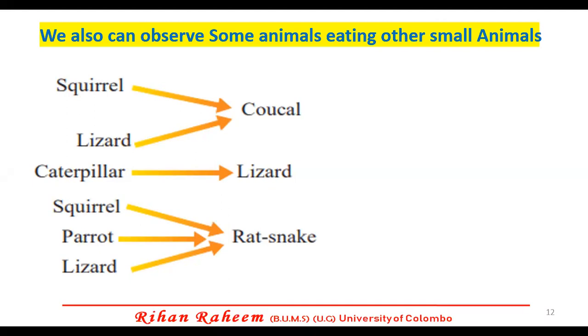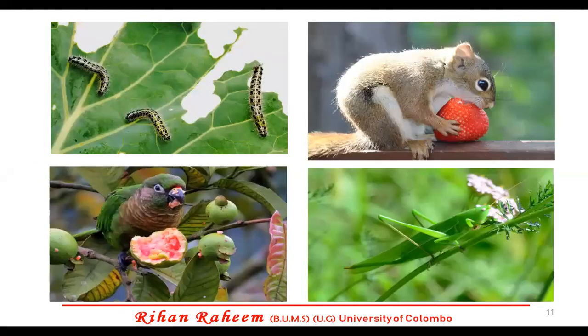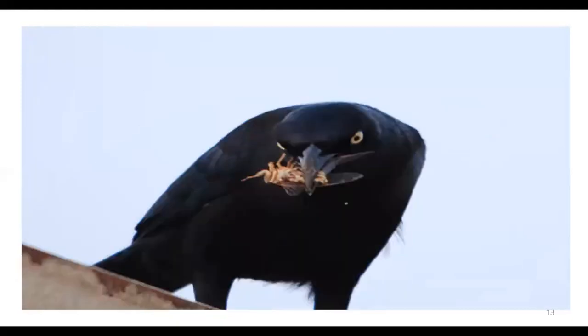Then there is a lizard. We call it chameleon. In Tamil, we say onan. That is coming to eat the caterpillar. Or else this rat snake, I told you this. Snake which came to my home yesterday, that is slowly coming to eat the squirrels or the parrot or lizard or the rat. Whatever it gets, it will eat and go. So here you can see one animal is depending on another animal for the food. First example, you saw one animal depending on plants for food. Now we are seeing that this animal is depending on another animal for food.